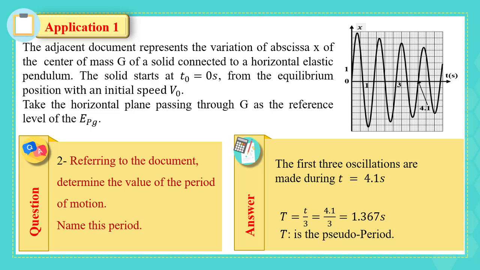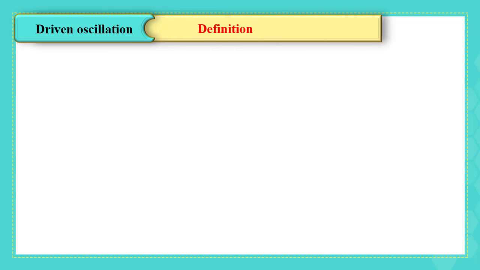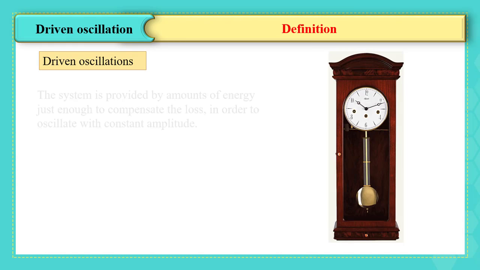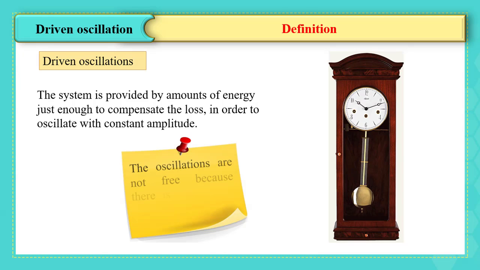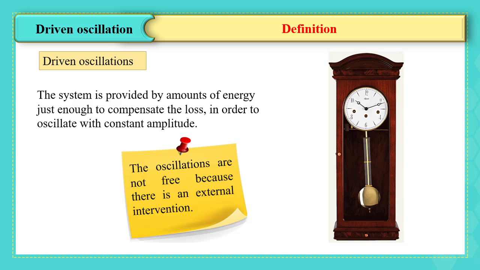The name of this period is pseudo period. The last idea, driven oscillations. The system is considered driven when it is provided with amounts of energy just enough to compensate the loss in order to oscillate with constant amplitude. The oscillations are not free because there is an external intervention.